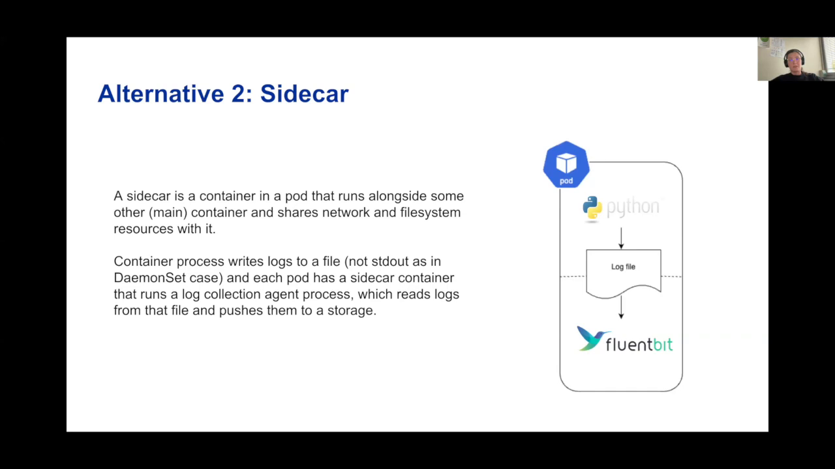The next alternative is a sidecar. A sidecar is a container in a pod that runs alongside some other container and shares network and file system resources with it. On the right, you can see a diagram of a pod with two containers. One of them is a Python process which logs to a file, and the logging agent reads this file from another container and pushes data to log storage.